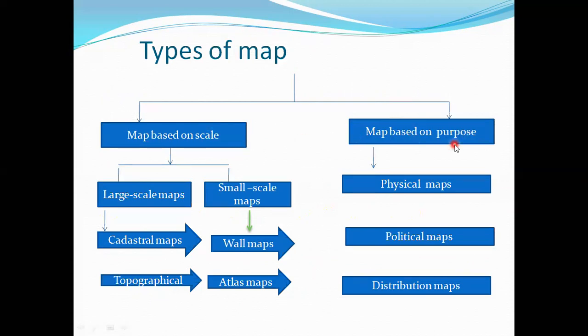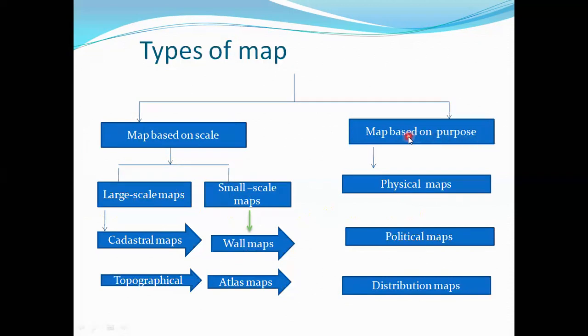Second one, map based on the purpose. In the map based on the scale, there are two types: large scale map and small scale map. In the large scale map, there are two types, cadastral map and topographical map. And the small scale maps have two types, wall maps and atlas. Understood? Now these are coming from the map based on the scale.